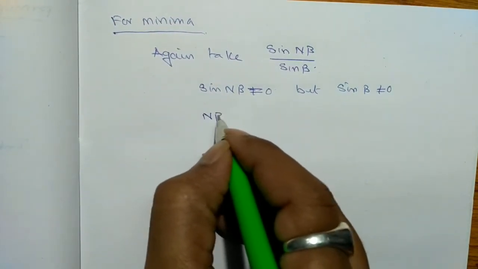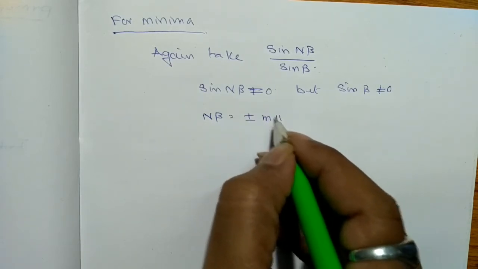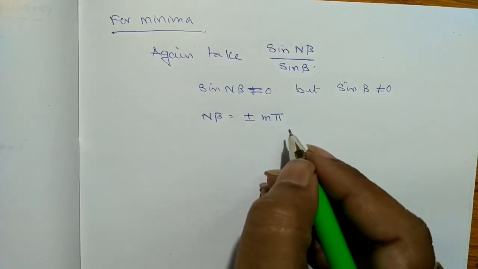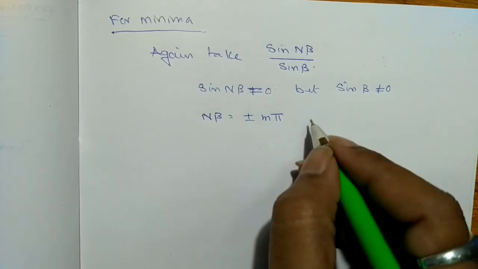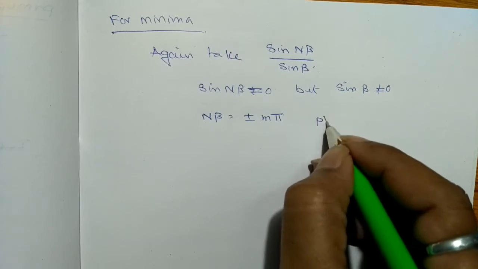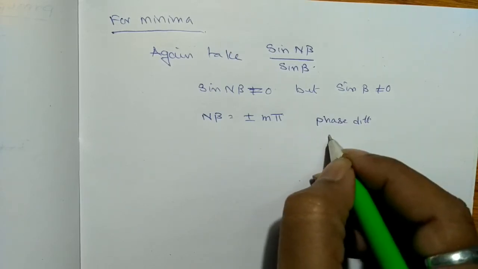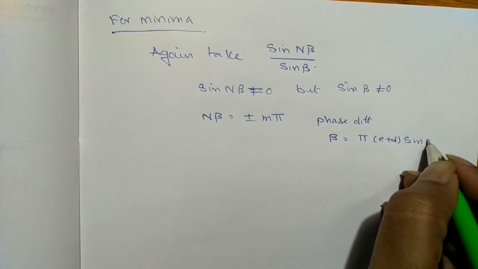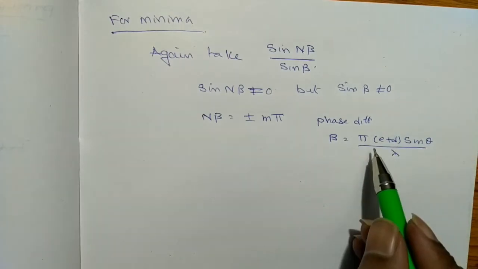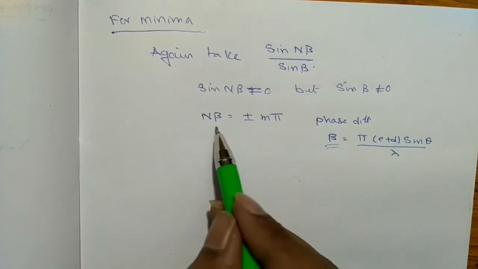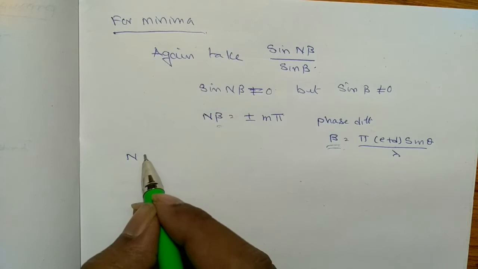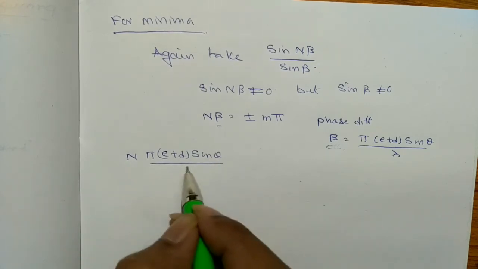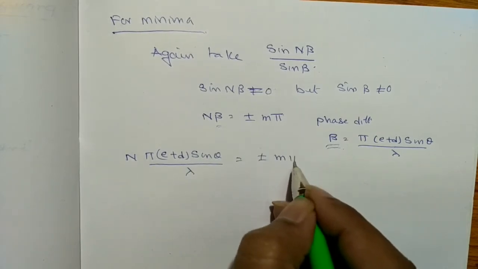Then n beta is equal to the general equation, plus or minus m pi, because a number of minima are available. We know the phase difference beta is equal to pi into (e plus d) sin theta by lambda. Now substitute this beta value in this equation: n into pi (e plus d) sin theta by lambda is equal to plus or minus m pi.